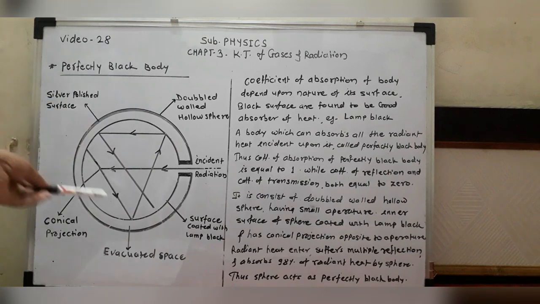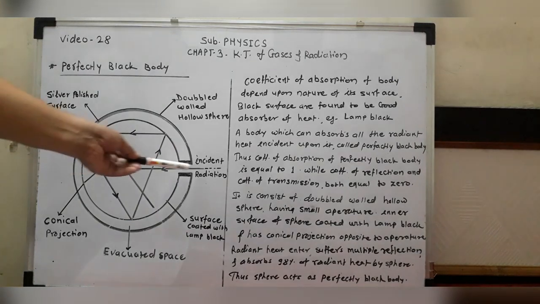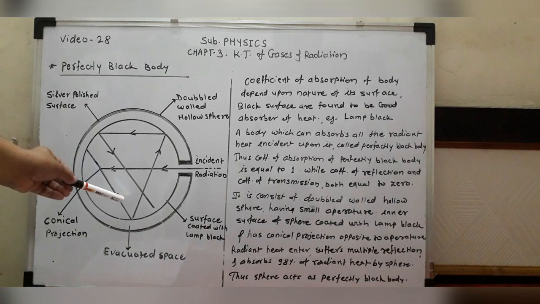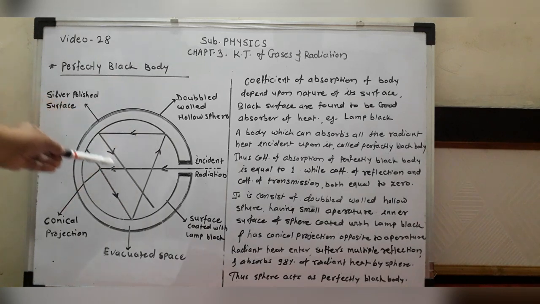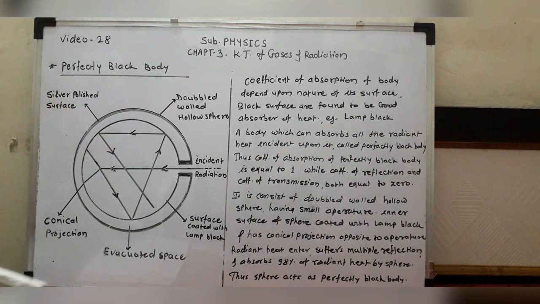This is the outer surface, this is the inner surface coated with lamp black, and this is the incident radiation. The arrows show the multiple reflections, and in each reflection the inner surface coated with lamp black absorbs more than 98% of the radiant heat, and finally all the radiant heat incident upon it is absorbed by the lamp black, and this acts as a perfectly black body.